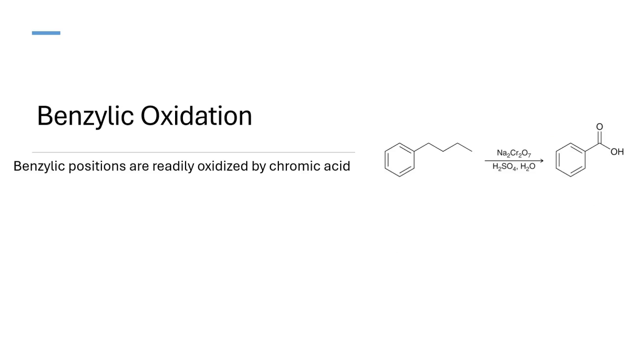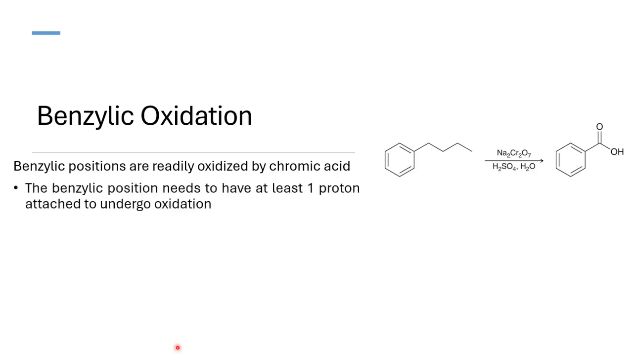Benzylic oxidation. Benzylic positions are readily oxidized by chromic acid. There's different ways to get to chromic acid. One method is to use sodium dichromate, sulfuric acid, and water as our oxidizing agents to get, at the end, a carboxylic acid. The benzylic position needs to have at least 1 proton attached to undergo oxidation. If the benzylic position does not have at least 1 proton, no reaction will take place.